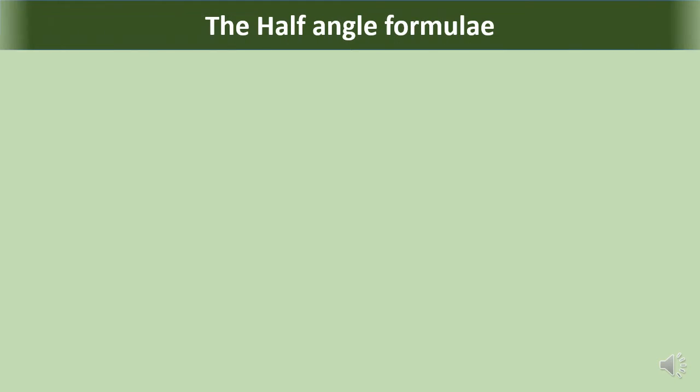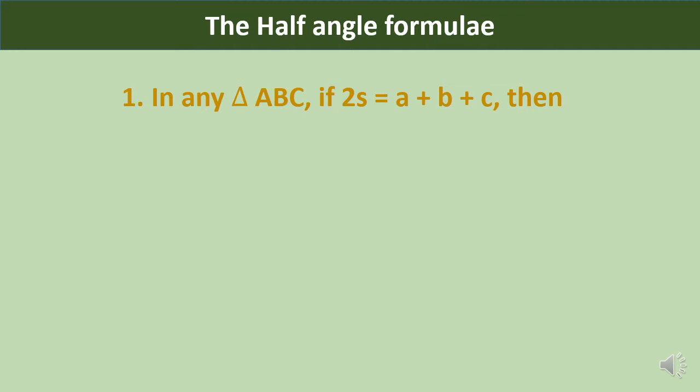The half angle formulae. Now last year, we have learned something about half angle formulae. That is, you know that sin theta can be written as 2 sin theta by 2 into cos theta by 2. Similar formulae exist for cos theta and tan theta as well. Now here we are going to look at the half angle formulae from the point of view of properties of triangles. The first among them: in any triangle ABC, if 2S is equal to a plus b plus c.